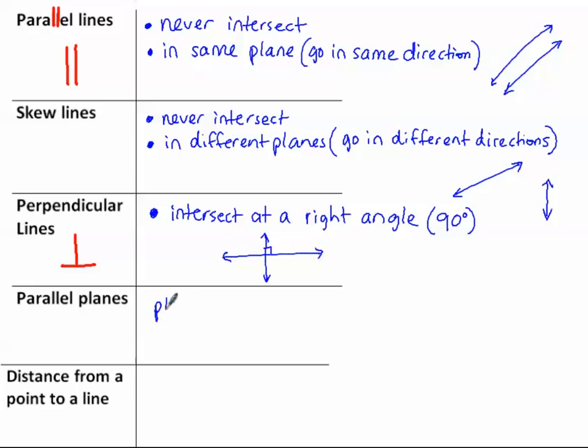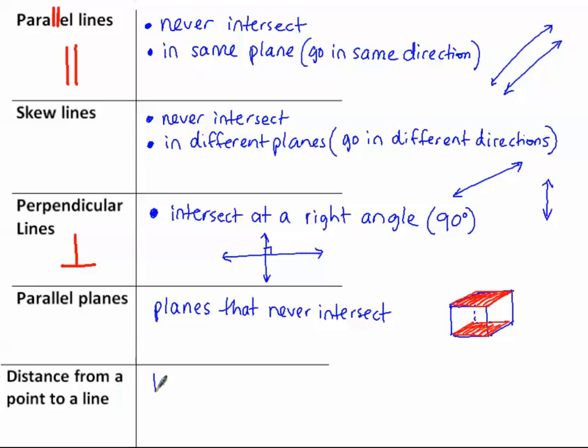Parallel planes are planes that never intersect. Imagine something three-dimensional, like a box, and the planes of the box that never intersect, you might consider being the top of the box and the bottom of the box. Those are parallel planes.